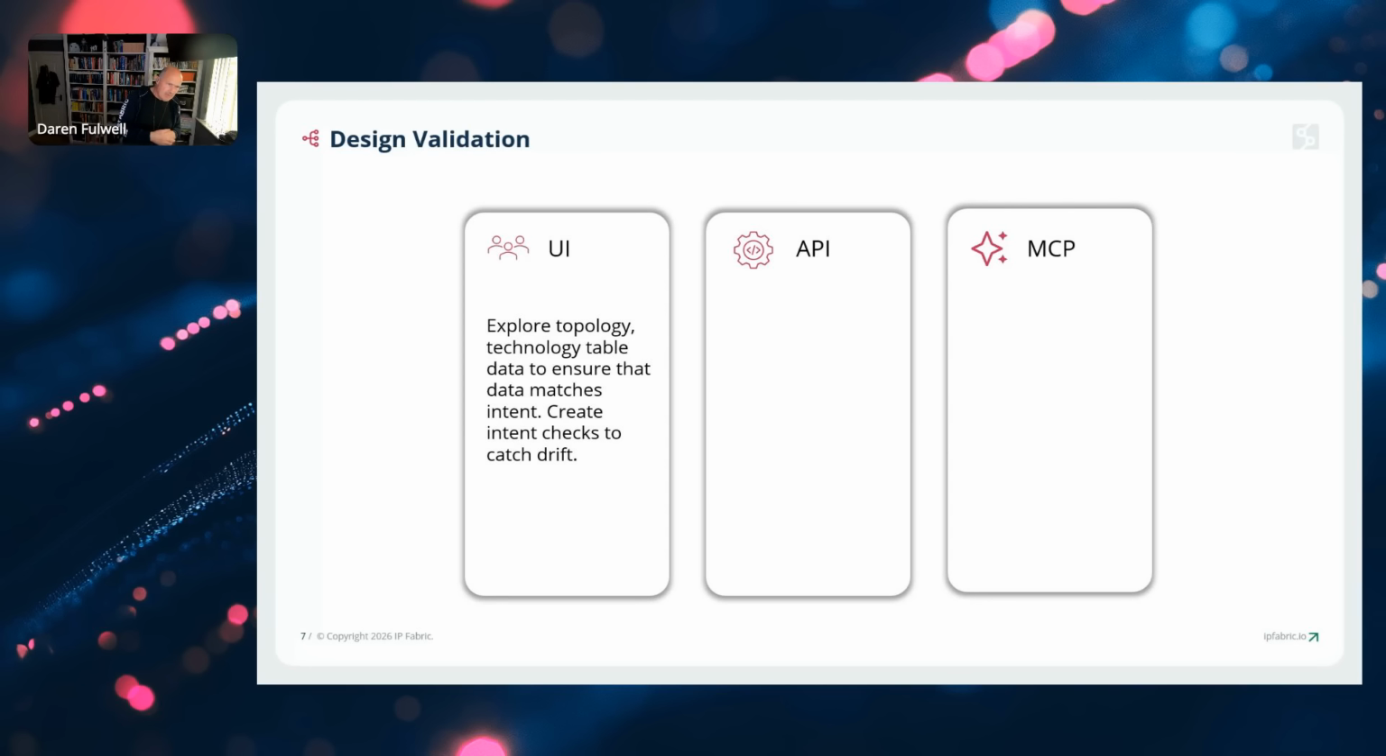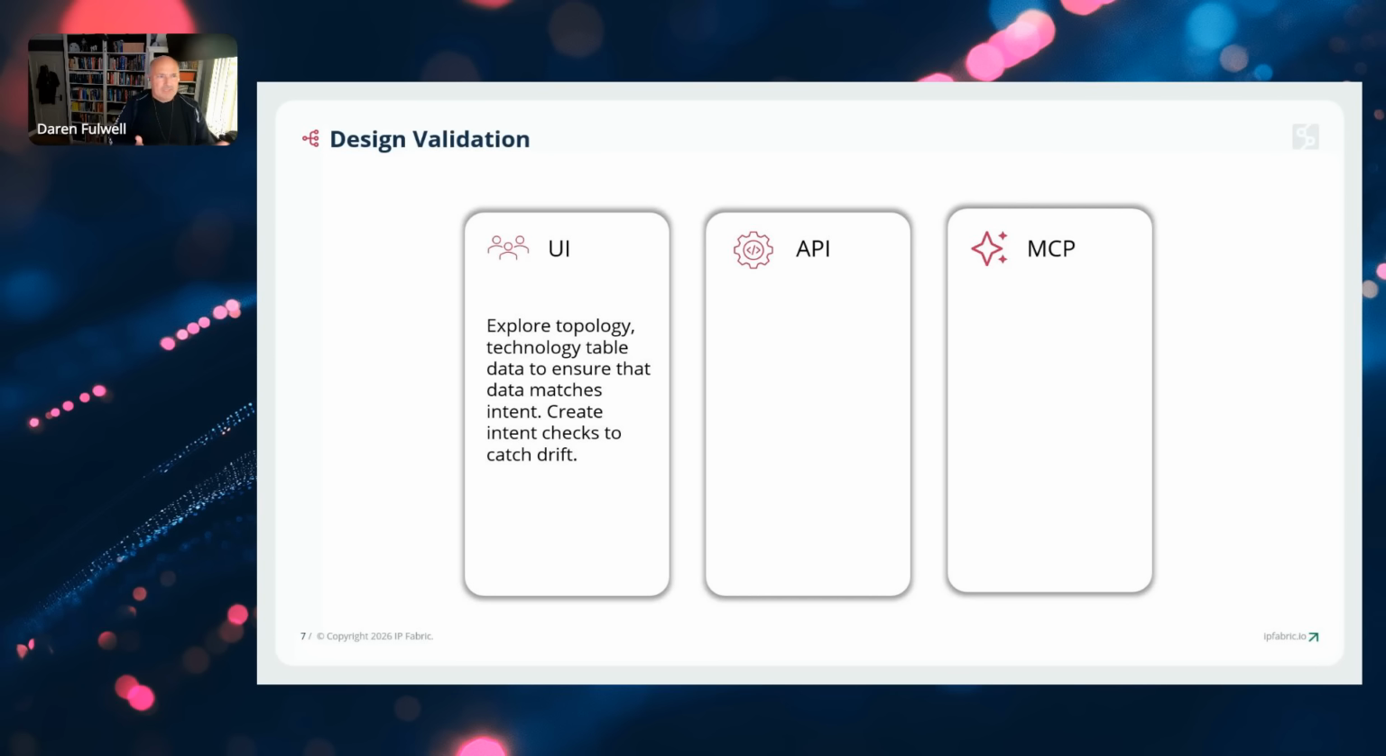From a UI perspective, you could just drop into the product, go look at the topology information that comes back, look at the technology tables, and ensure that those match what's in the design document. You can check then by creating intent checks on configuration to make sure that things are configured as they should be.